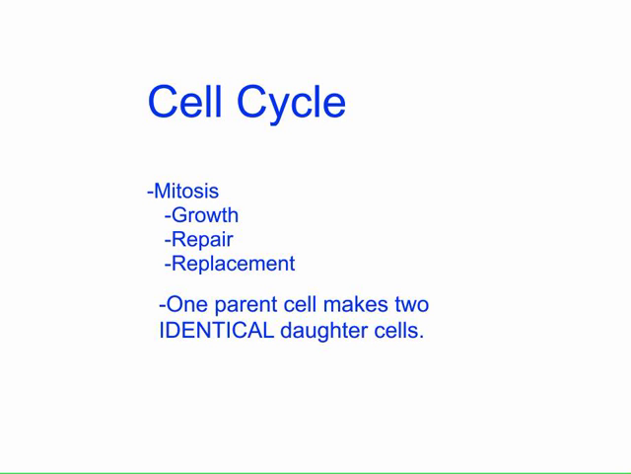Repair: if you get a cut on your skin, your surrounding skin cells go through the process of mitosis to repair that cut. And of course, replacement: you're losing skin cells all the time. So through the process of mitosis, your skin is able to replace those that are lost. It's important to remember that one parent cell, which is the original cell, will make two identical daughter cells.